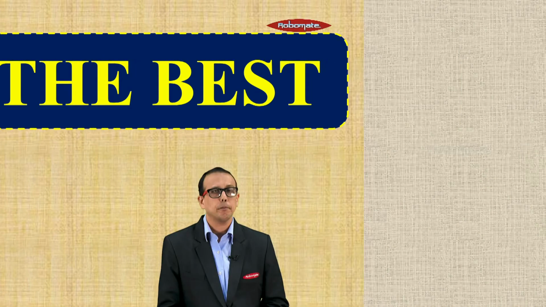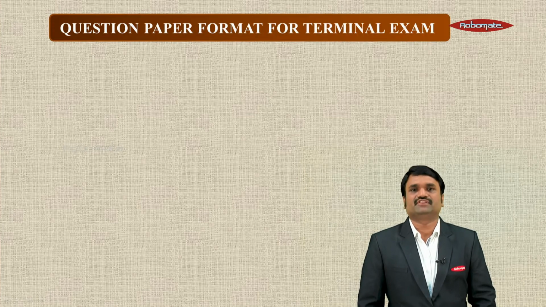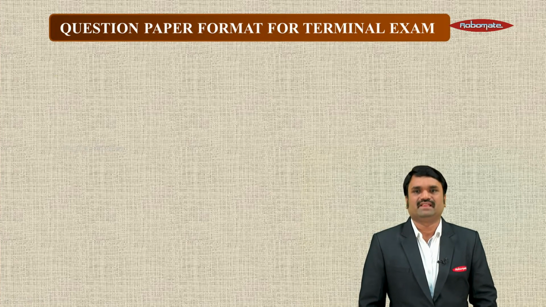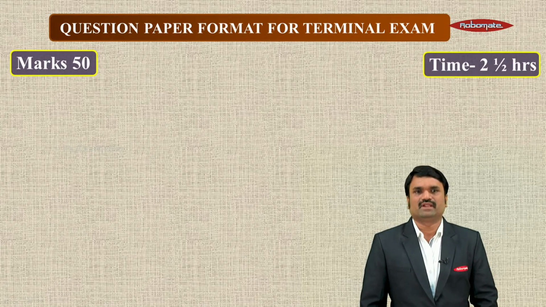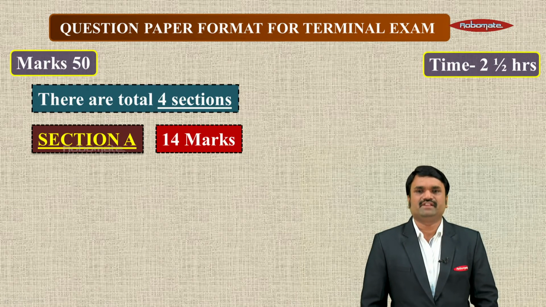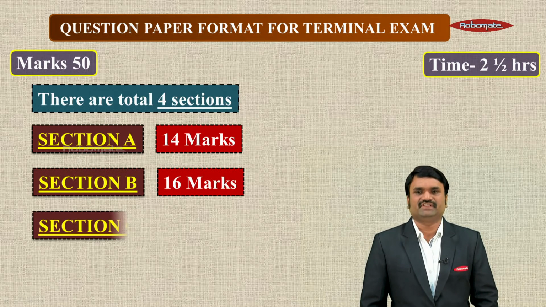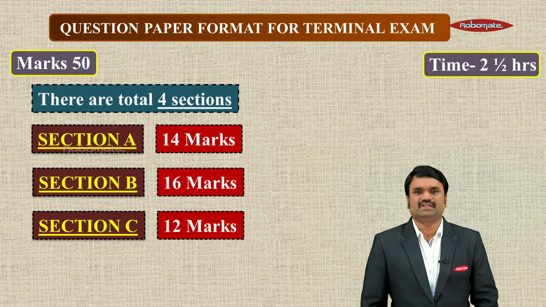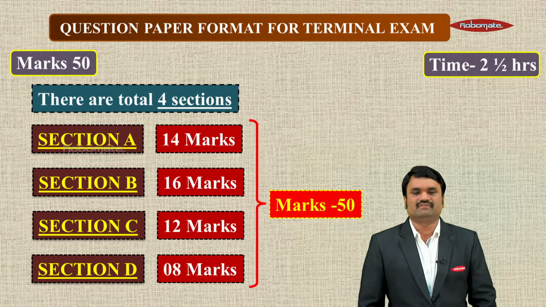Hello students, this is Manish, MMD sir. Today we are here to discuss your question paper format for your first terminal exam. Now, total weightage for the paper will be 50 marks, with a time duration of 2.5 hours. There are total 4 sections, namely section A, B, C and D. Section A will have a weightage of 14 marks, section B 16 marks, section C 12 marks and section D a total of 8 marks. So total weightage of the entire paper will be 50 marks.